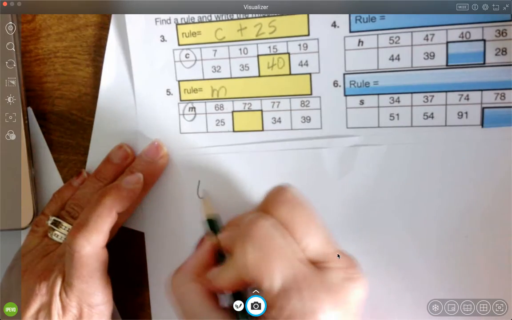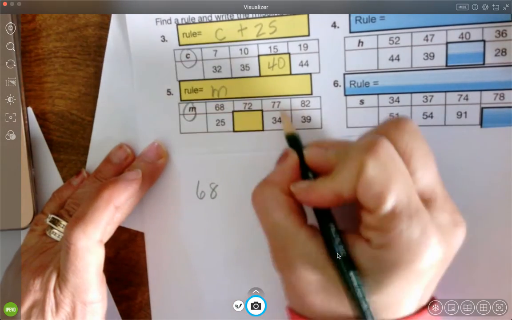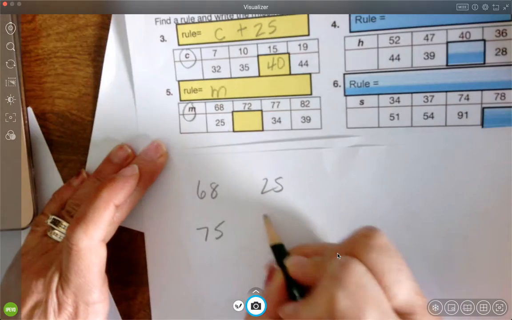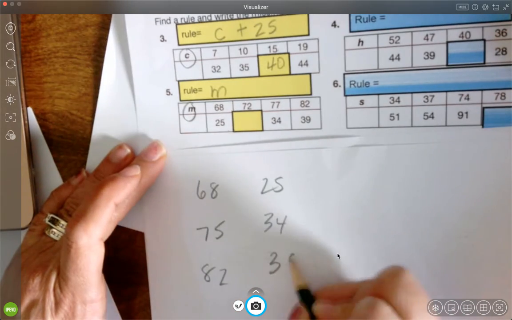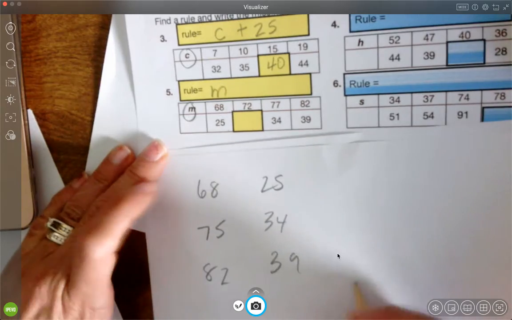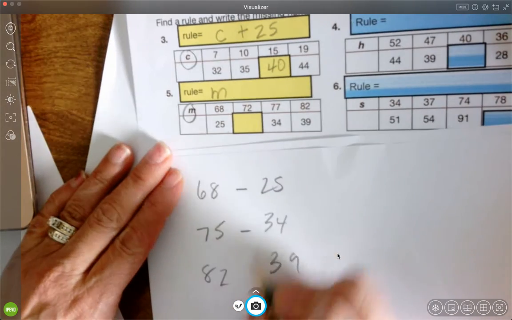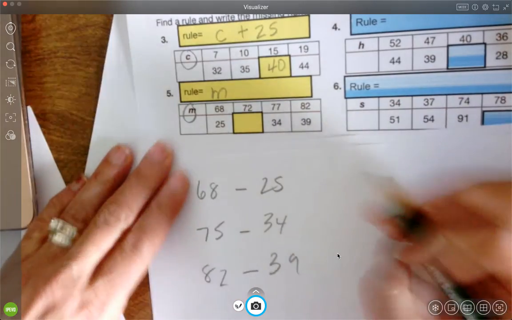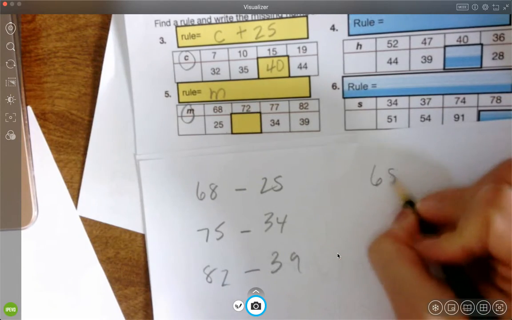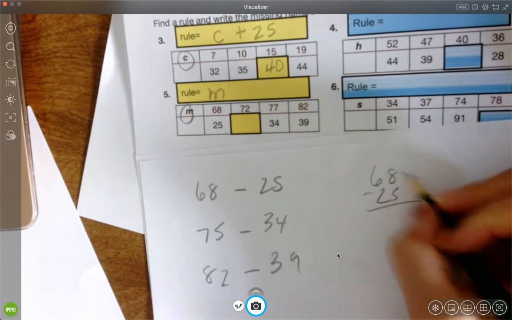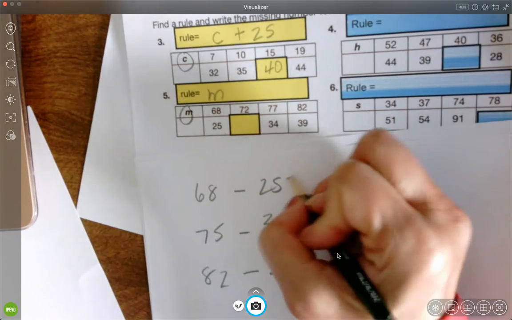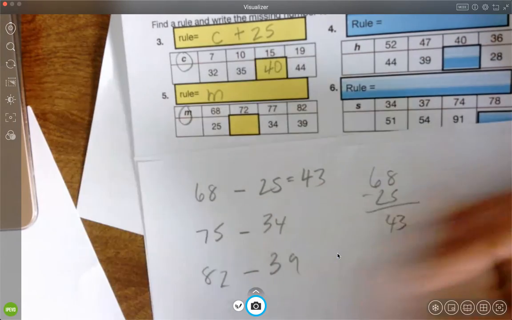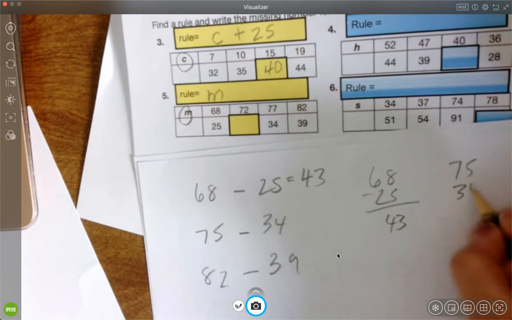I've got 68, 25, 77, 34, 82, 39. And again, are the numbers getting bigger or smaller? They're getting smaller, so I know I'm going to be subtracting. And I can do this one, 68 minus 25. And again, if you need to stack it up to do your subtraction, go ahead. And I get 43.